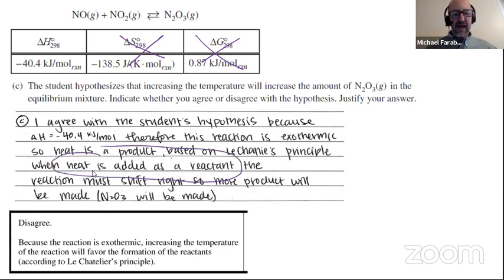Exothermic means we have heat over here. And so if we add more heat by raising the temperature, then it's going to shift toward the left, not toward the right. So again, be careful with your answers to questions that deal with Le Chatelier's principle, and be careful with endothermic and exothermic. I don't want you to fall into the mistake that this particular student made on a question like this.